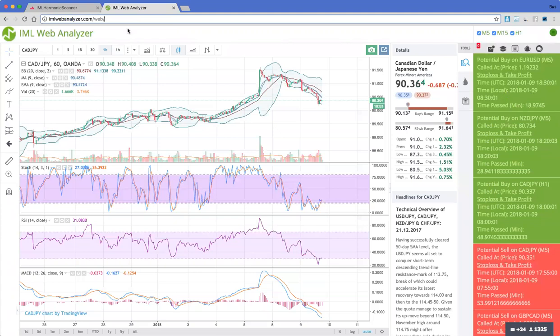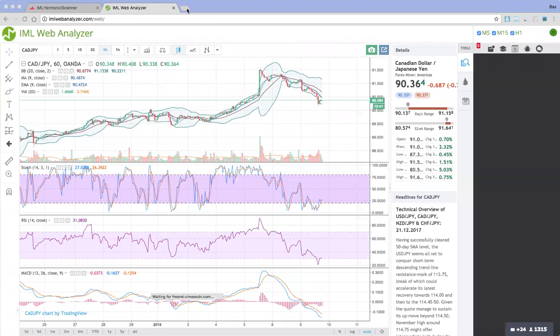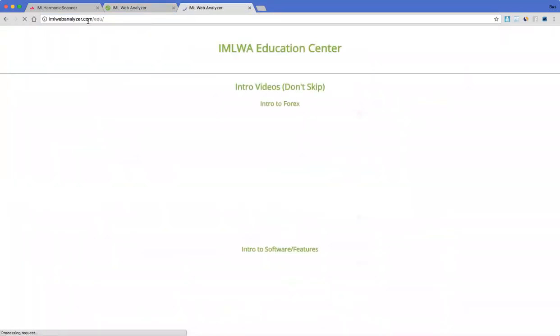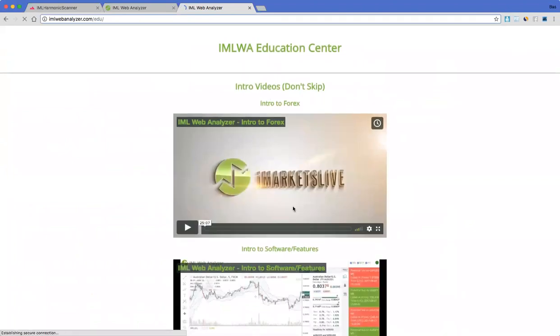So what you see here on the right, everybody who's an IML customer, you can just go to imlwebanalyzer.com. You can log in, and there's an education button. It's a very nice one. I know you don't see it yet, so I will put it here. It's webanalyzer.com/edu, education, and here are some videos that you can definitely see.